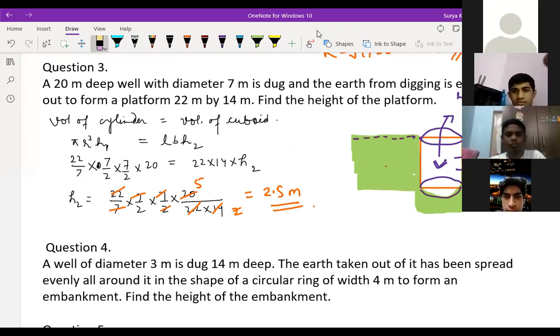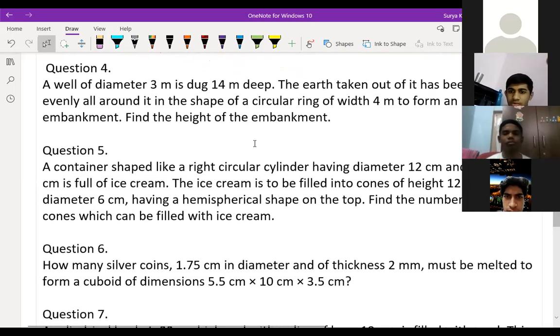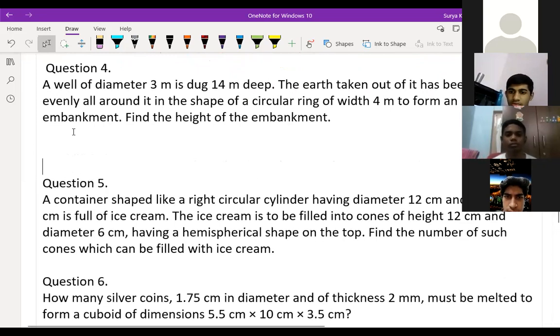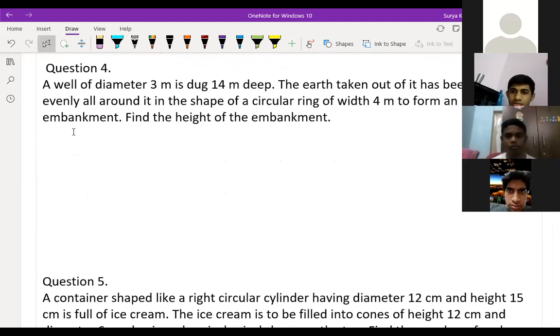Now question number 4. This may be difficult for you. The thinking part is a bit interesting here. Just try to understand question number 4. Others, you should tell me what they are saying in question number 4.